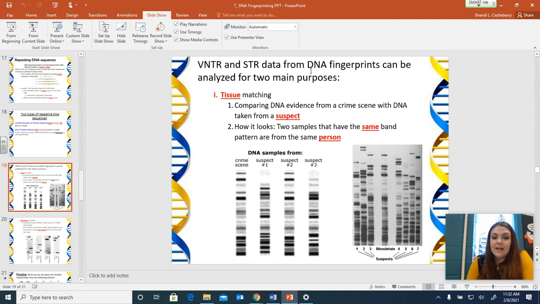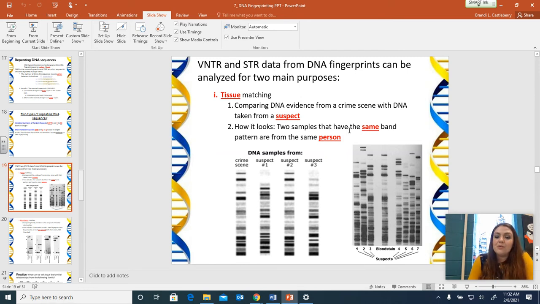VNTR and STR data from DNA fingerprints can be analyzed for 2 main purposes. Tissue matching. Okay, so we're trying to compare the DNA evidence from the crime scene with DNA taken from the suspect. Kind of obvious. It's kind of our main goal. Obviously, in this class would be matching our tissue found from crime scene and our suspect or victim.